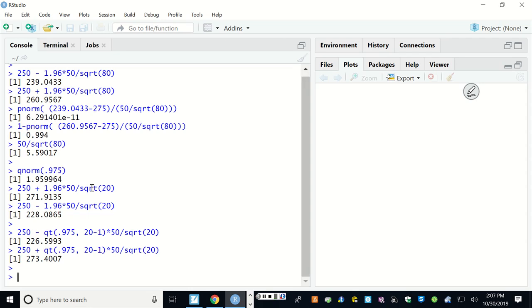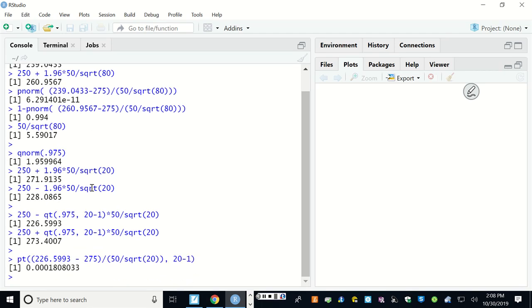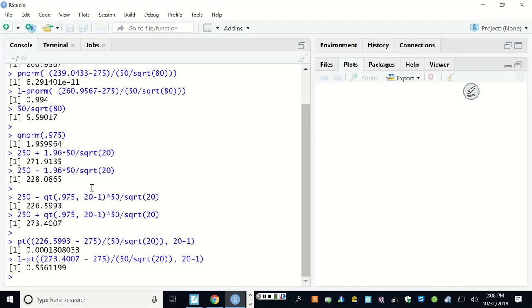Now what's the probability of that? Well, we have to use the t-distribution again. So we'd use 226.5993. We would subtract our mean of 275 and divide by the estimated standard deviation, and we'd have the 20 minus 1 degrees of freedom. So there's almost no probability of being on the lower side when our alternative is really bigger. But if instead we beat the upper side, the 273.407, 56% power.